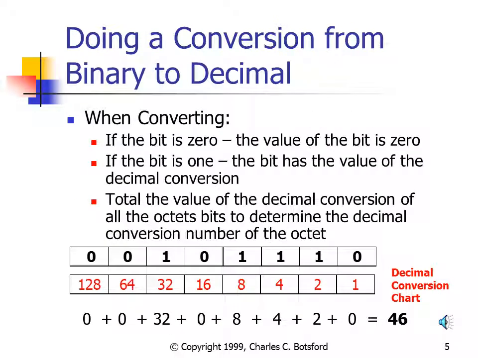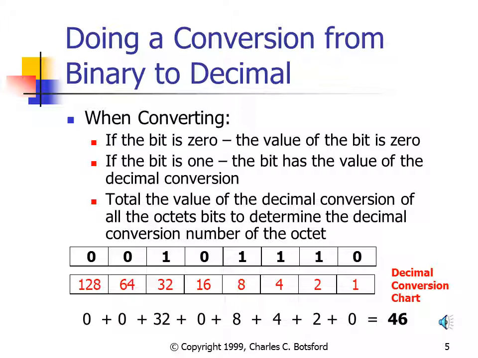When converting a binary octet to a decimal number, we take the binary octet and compare it against the decimal conversion chart. Now, the decimal conversion chart associates a decimal value with each bit location of the octet. If there's a 0 in the octet, we don't add the associated decimal value to the total. If there's a 1, we do.